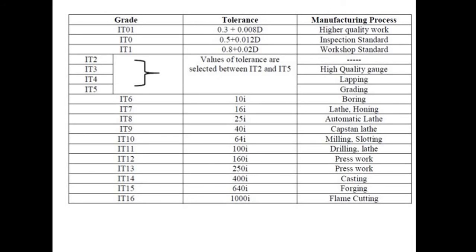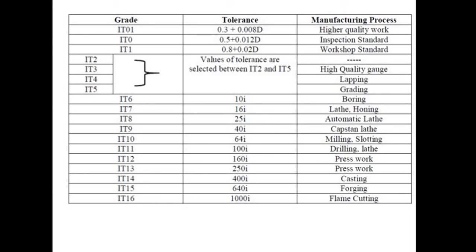IT01 to IT1 is high quality work, then inspection standard, workshop standard. IT2 to IT5, the values of tolerance selected between IT2 and IT5, are again in the high quality range. Then you might have learned these are the manufacturing processes. So remember that for this manufacturing process, this much amount of tolerance is given. So this is the tolerance and this is the manufacturing process. Lapping, it is not grading, it should be grinding. Okay, so there is a mistake there, grinding.